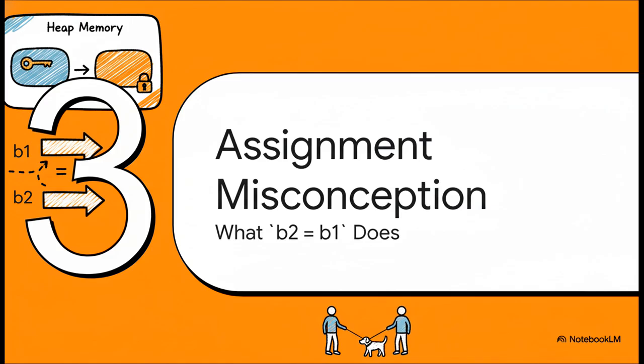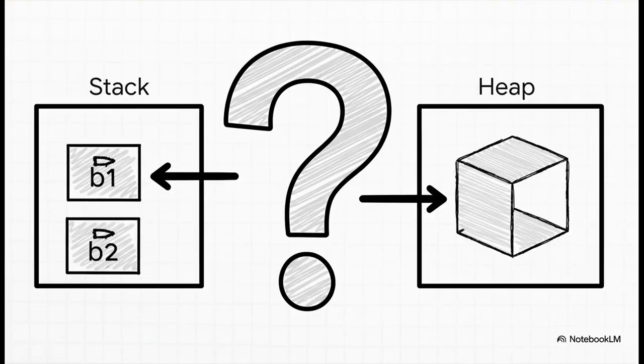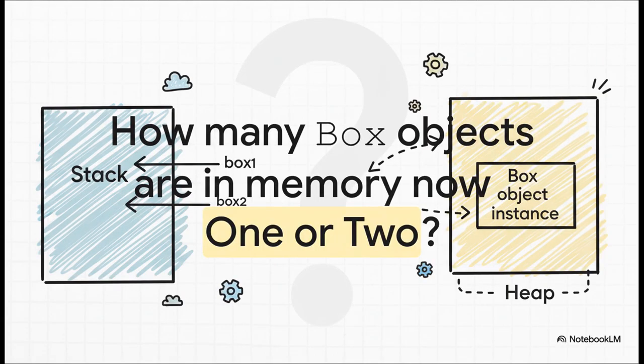This is a super common misconception about assignment that trips up pretty much every developer at some point. So, check out this code. We create a new box object and have our reference B1 point to it. Simple enough. Then, in the next line, we declare a new reference B2 and set it equal to B1. So, what do you think is happening here? Seriously, take a second and think about it.